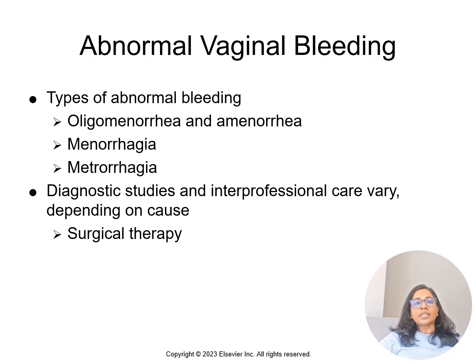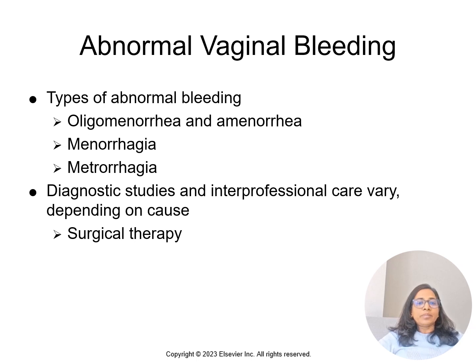Other abnormal vaginal bleeding includes oligomenorrhea, absence of menstruation or amenorrhea, menorrhagia, or metrorrhagia. The difference between menorrhagia and metrorrhagia: menorrhagia is increased bleeding during the menstrual cycle. Metrorrhagia is breakthrough bleeding in between the cycles. So both are excessive bleeding, but one is with the cycle and metrorrhagia is excessive breakthrough, in-between bleeding. That's the difference between the two.